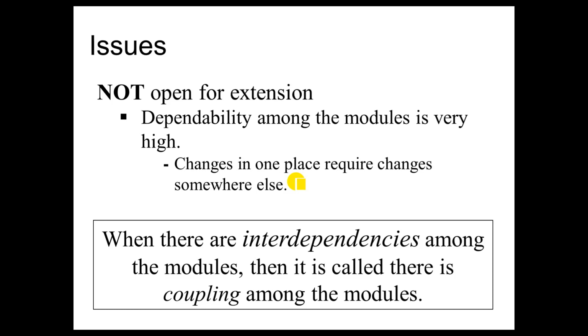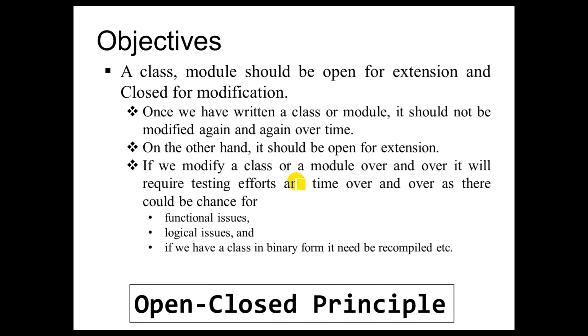So if it is not our objective, then what is our objective? Look at this now. Our objective is that a class or a module or a function or a method should be open for extension and closed for modification. You can look at this sentence here. You will be able to capture the view in a broader sense, or I can say in great detail.